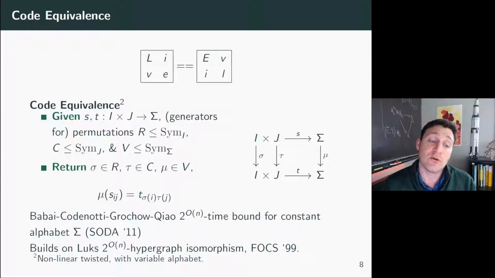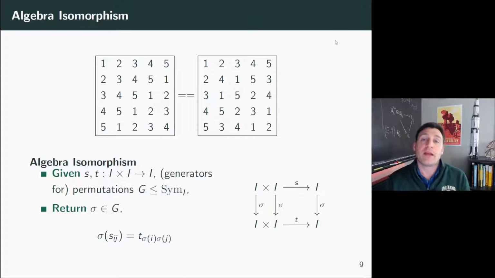Carrying those ideas forward, Babai, Codenotti, Grochow, and Qiao were able to make a 2 to the n time isomorphism test for certain types of code equivalence, for example, when the alphabet is fixed. But now let's turn to the case that's still a bottleneck. This is when the alphabet is not fixed. In fact, it's the exact opposite extreme. It's when the alphabet is one of the index sets, and we'll make it square, I.